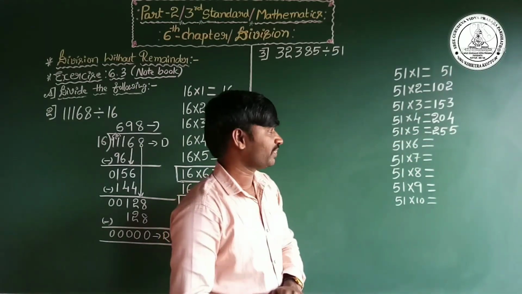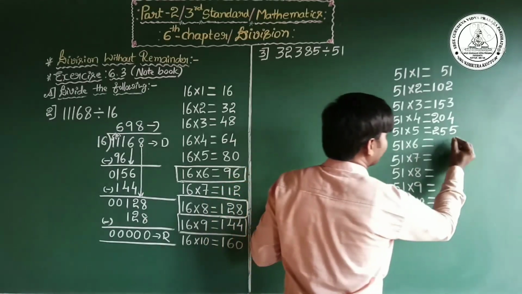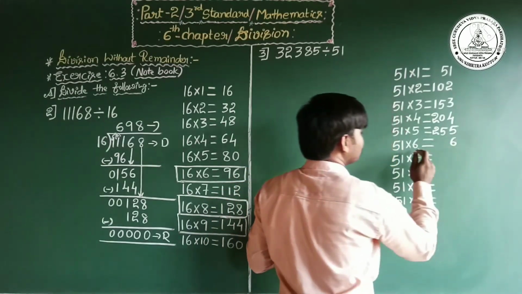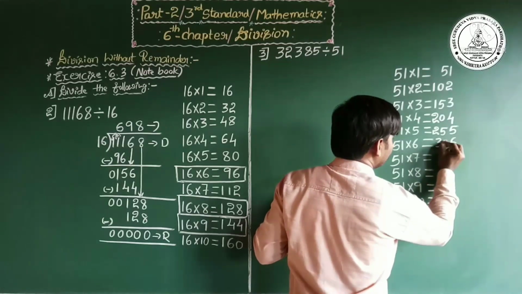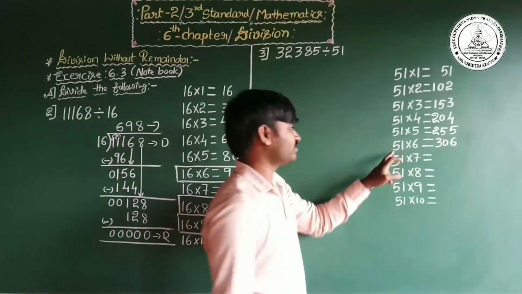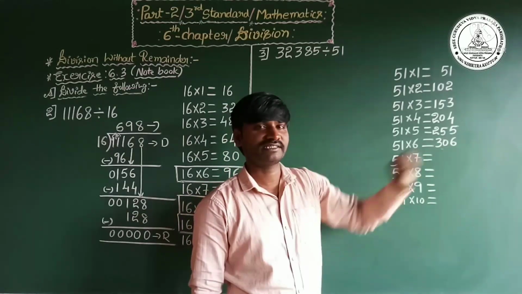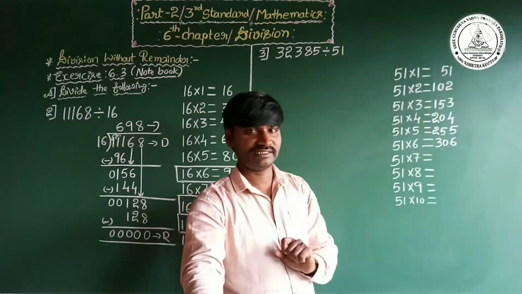Yes, dear student. The next, 6 1s are, yes, you write 6. The next, 6 5s are, yes, 30. How much, dear student? 30. It means 51 6s are 306.